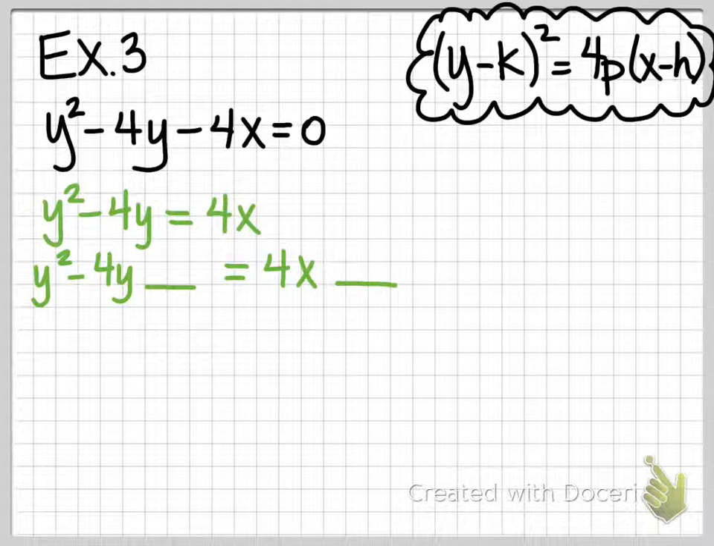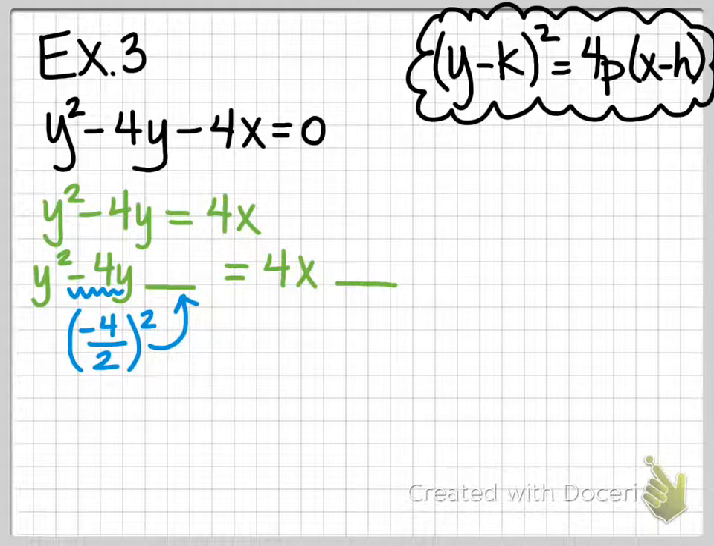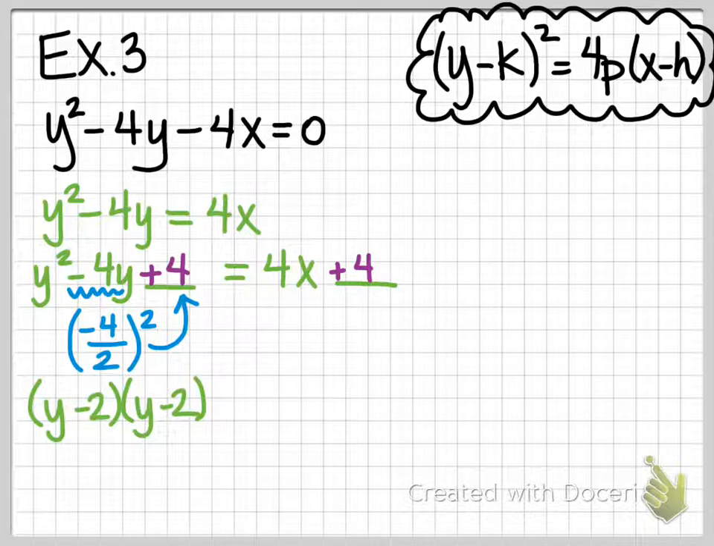So to know what to add to make this a perfect square, you always take the number in front of y, and you're going to divide by 2 and then square it. So negative 4 divided by 2 and then squared will be plus 4. So if I add 4 on the left, I have to add 4 on the right. So the purpose of doing that is now I have what's called a perfect square trinomial. When I factor this trinomial, it will become (y minus 2) times (y minus 2). On the right-hand side, I can factor 4 out of both of those terms. So that's going to be 4 times (x plus 1).